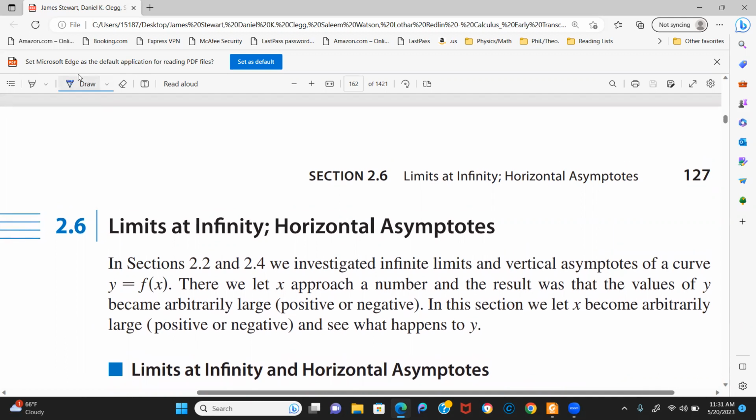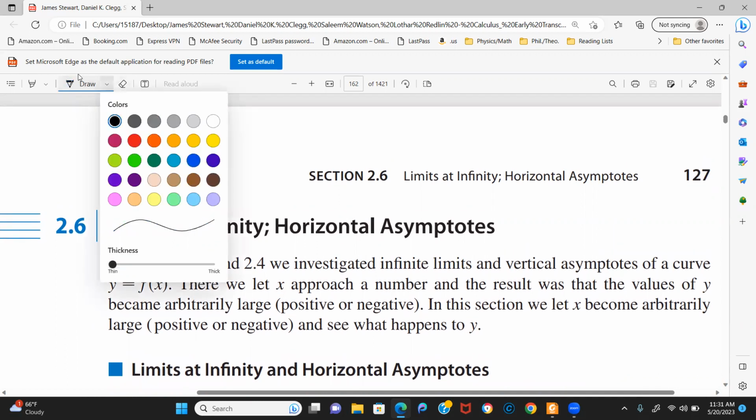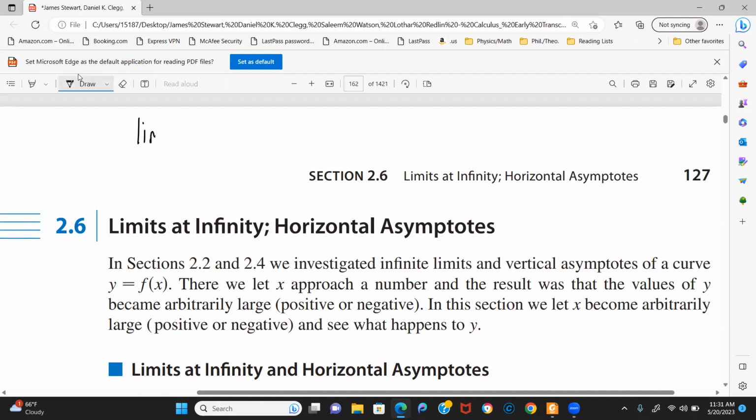So let me write this out actually. So we made sense of the following symbols: the limit as x goes to a of f of x. We gave a precise epsilon delta formulation of what these symbols mean, and we saw that this could equal, say, L for some number L. It could be either positive infinity, it could be negative infinity, or it might just not exist at all. And there's several ways that a limit can fail to exist.